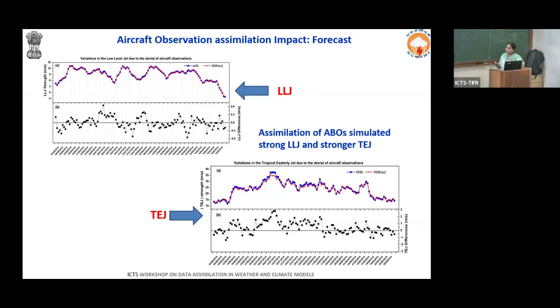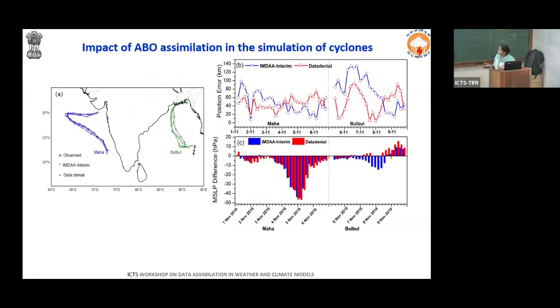So, in the TEJ, when we assimilate the aircraft observation, we got a strong TEJ in the model. Again, similar to the impact in the assimilation of that simulation of cyclones. We didn't see any impact during the initial stage. If you see this, we did it with our reanalysis, that's why it is coming as IMDA. In the data denial, initially there was some impact, but after that some change is coming.